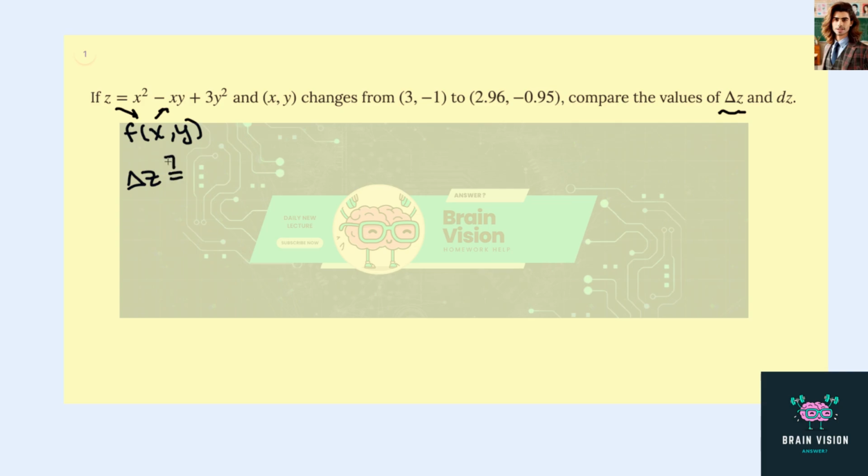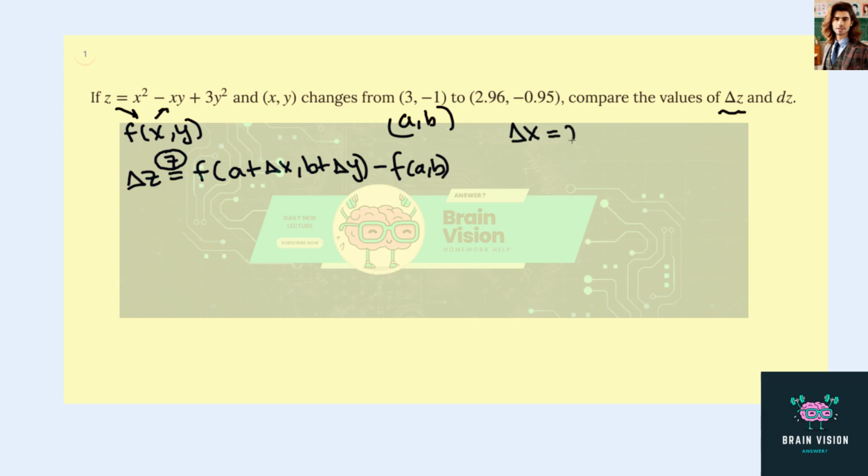Using formula 7 from this section in the book, let me write out the general formulas. In our case, this is a comma b, and delta x is the final x value minus the starting x value. In this case, delta y is the final y value minus the starting y value.